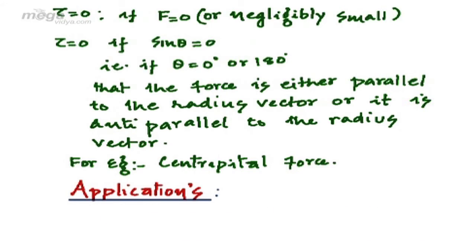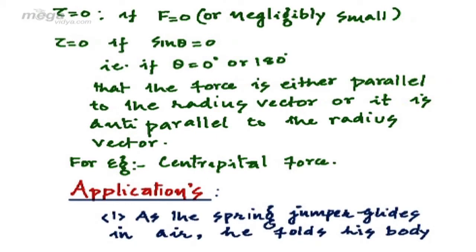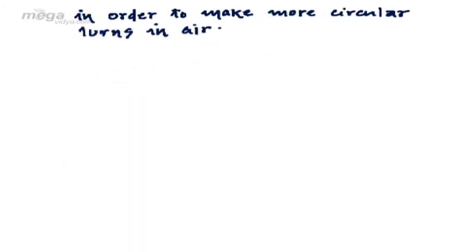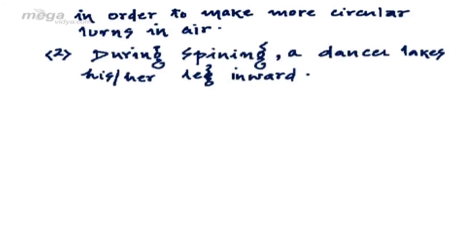For example, as the spring jumper glides in air from the spring, he folds his body in order to make more circular turns in air. And as he approaches nearer to water, he opens his body so that his angular velocity decreases, due to the increase in his moment of inertia. During spinning, a dancer takes his or her leg inward.